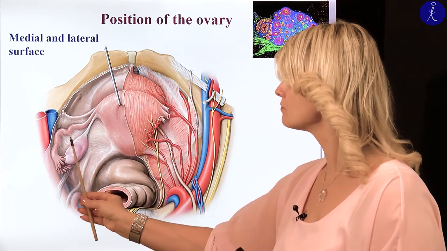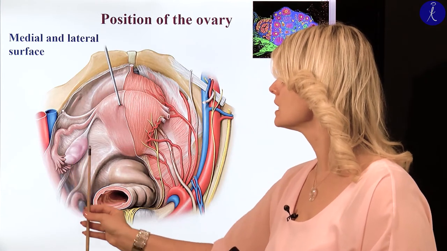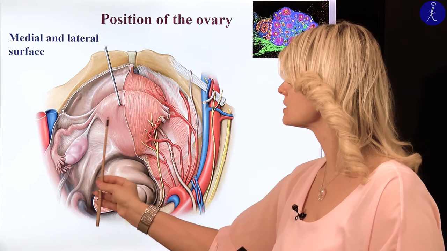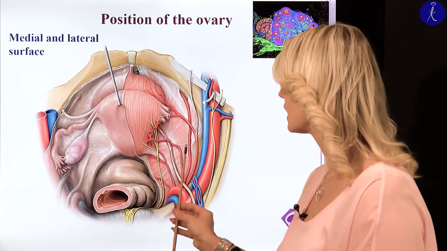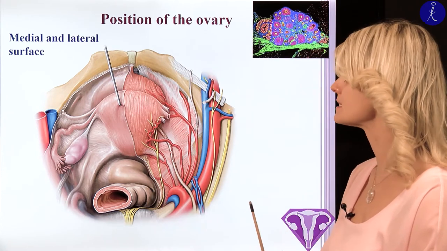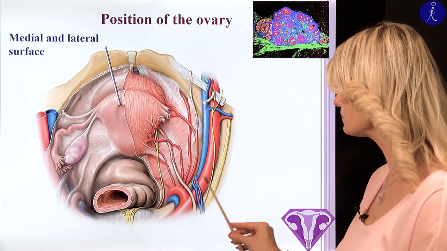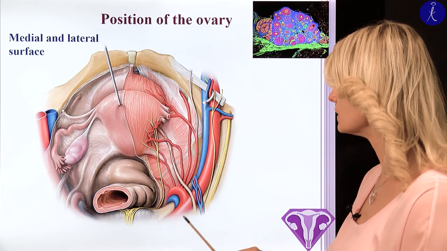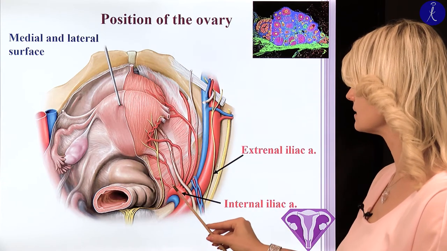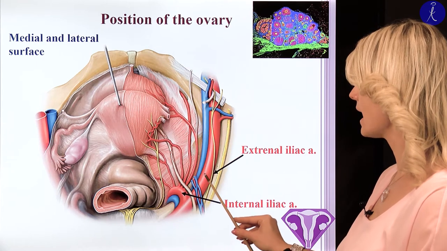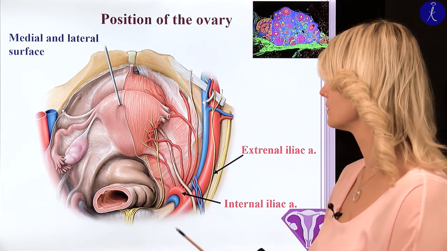It has two surfaces, the medial surface and the lateral surface. The medial surface is facing towards the cavity. The lateral surface is fixed to the lateral wall of the small pelvis. It is located here, where we have the division of the common iliac artery. So this is the external iliac, and here is the internal iliac, and between them we can find the ovary here.